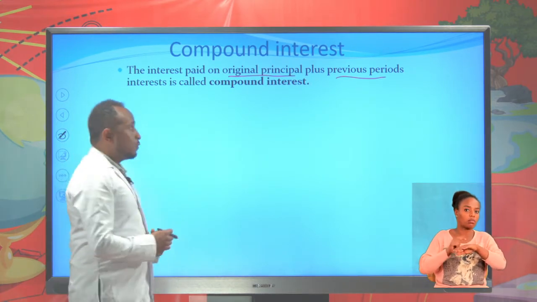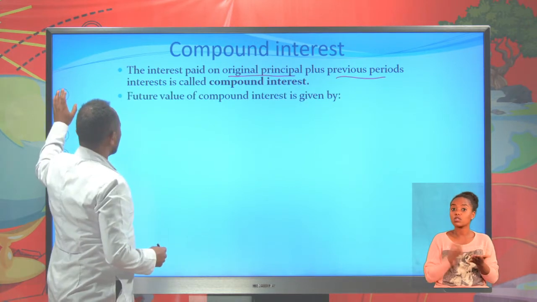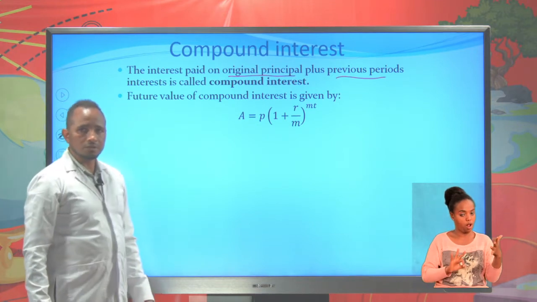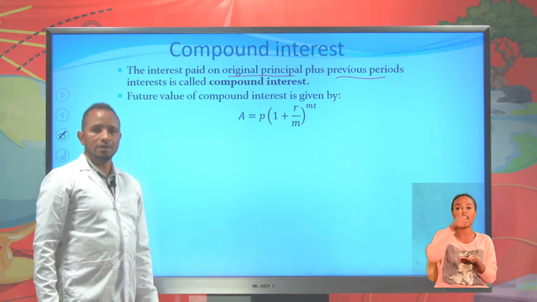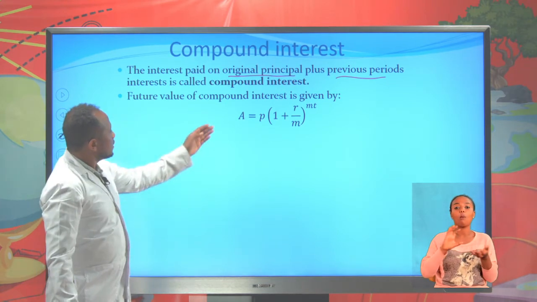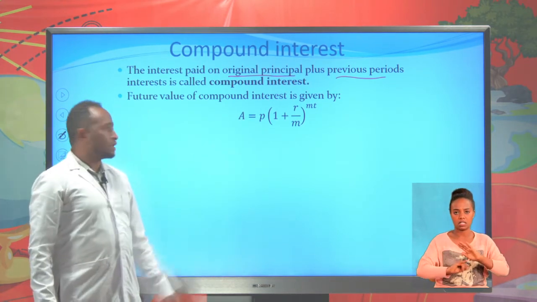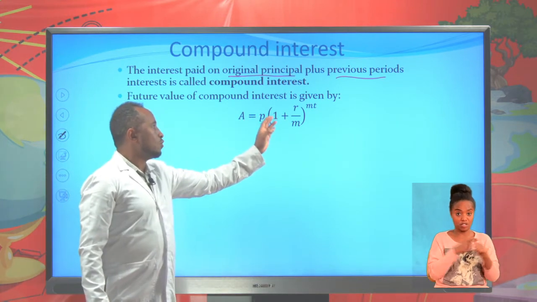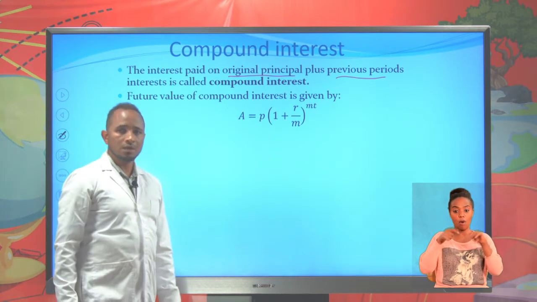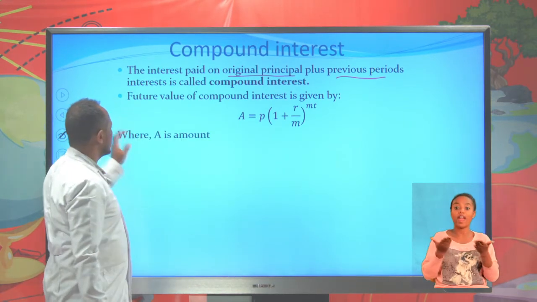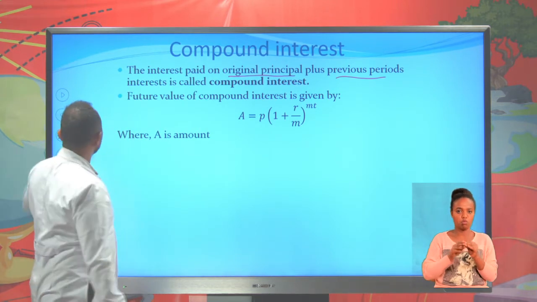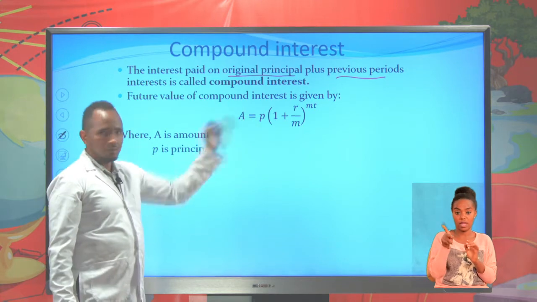So we use this formula to calculate the amount of compound interest, or the future value of compound interest. It's given by amount A is equal to the original money invested, principal P, times 1 plus r over m, to the power of mt, where A is the accumulated amount of this compound interest and P is principal.